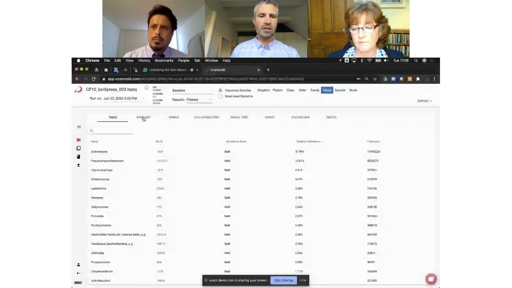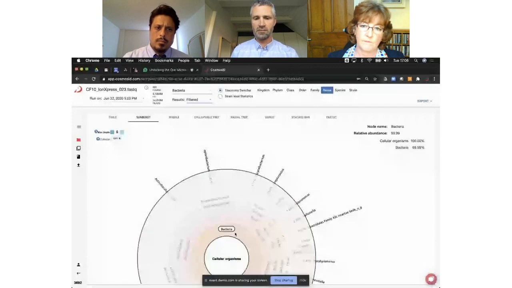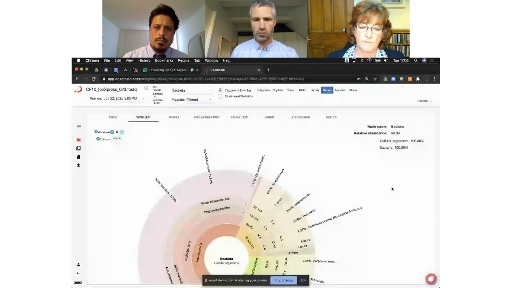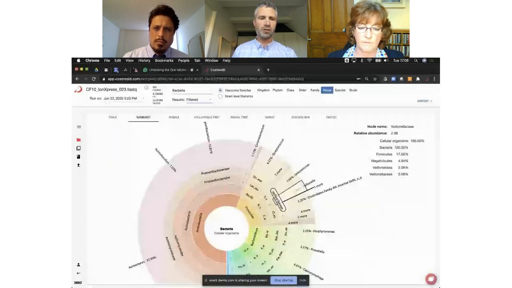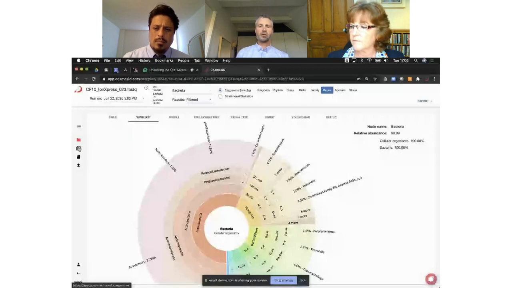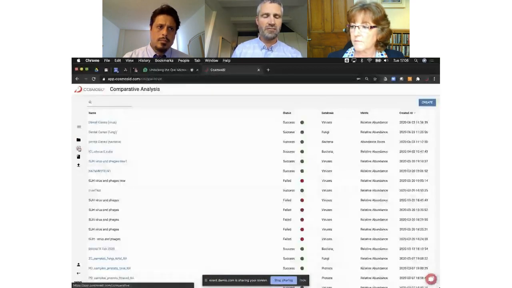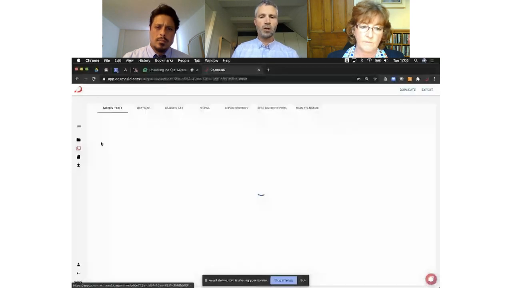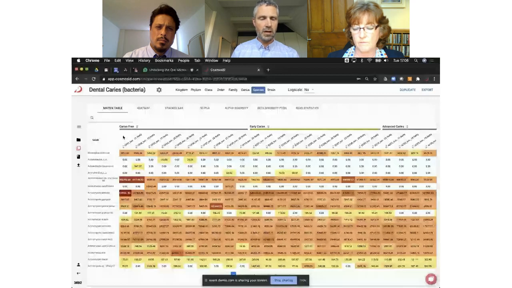The visualizations can also be switched to widely used interactive and intuitive visualizations used in microbiome research. And it is furthermore possible to set up comprehensive multi-cohort analysis, comparative analyses. Here we're looking at a data set published by one of our speakers, focused on the development of caries.